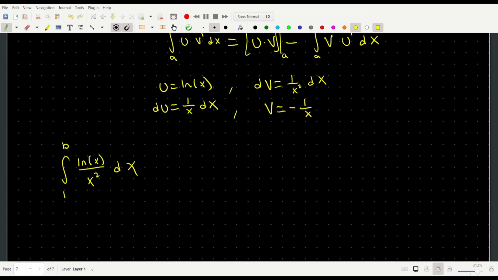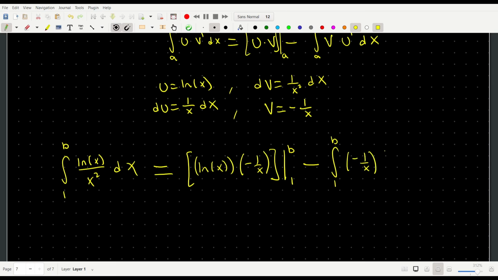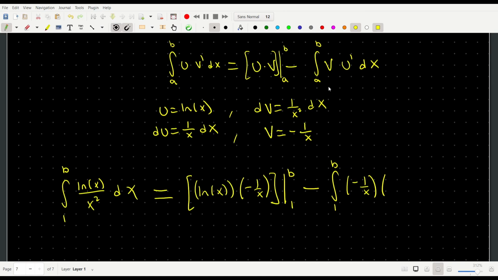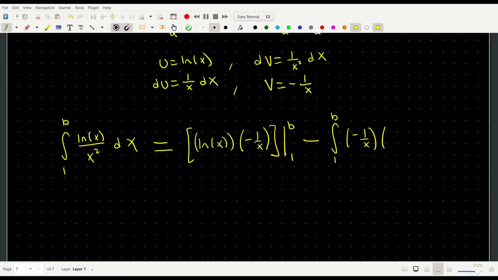And when we apply our integration by parts formula, this is going to be equal to u times v, so the natural log of x times negative 1 over x, from 1 to b, minus the integral from 1 to b of v times du, which is negative 1 over x times 1 over x dx.